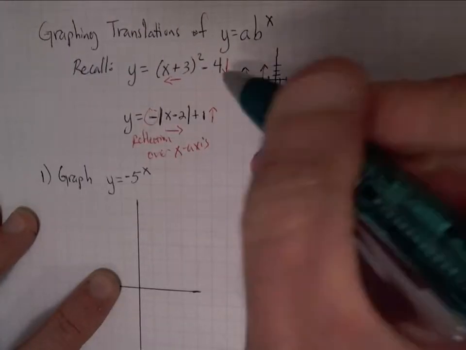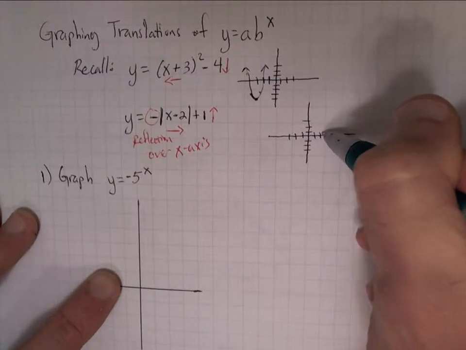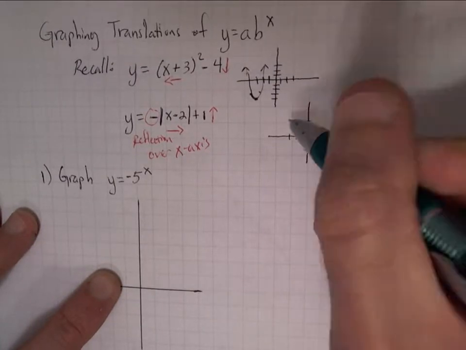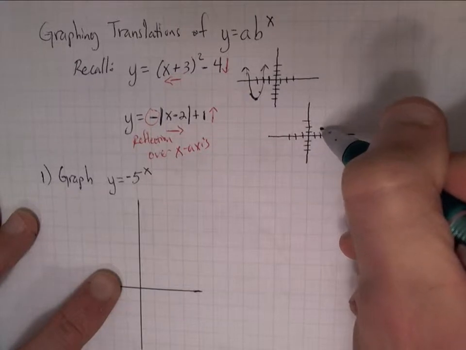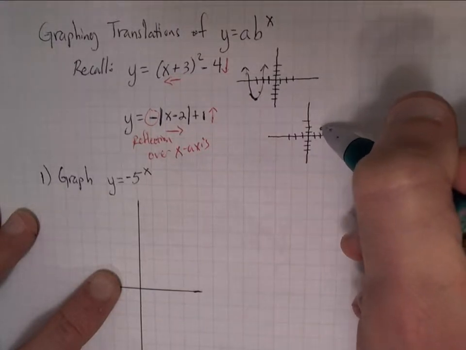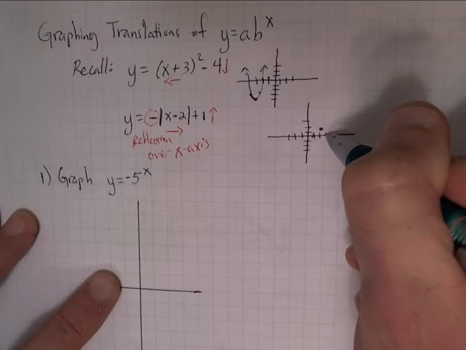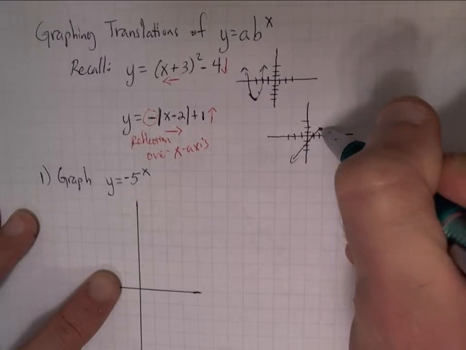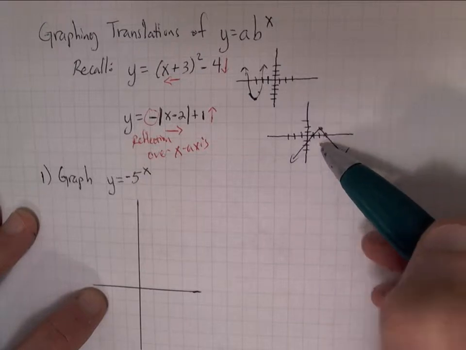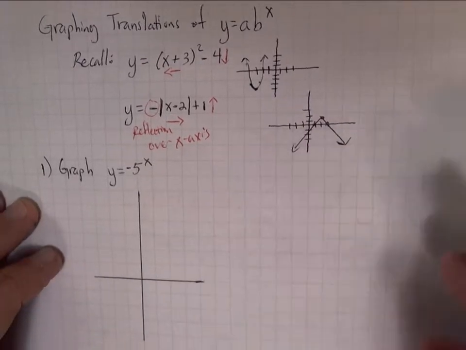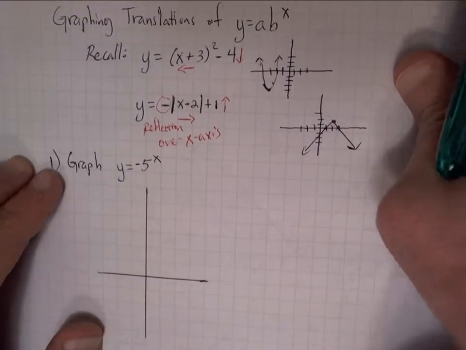So that would look like, again, you go to the right 2, boom, boom, you go up 1, and then instead of going up, it would be going down. Again, you reflect it over the x-axis, so it would be like over here, going down like this, going down like this. So we've already graphed these kinds of translations with absolute value functions and parabolas. We're going to do the same thing now with exponential functions.